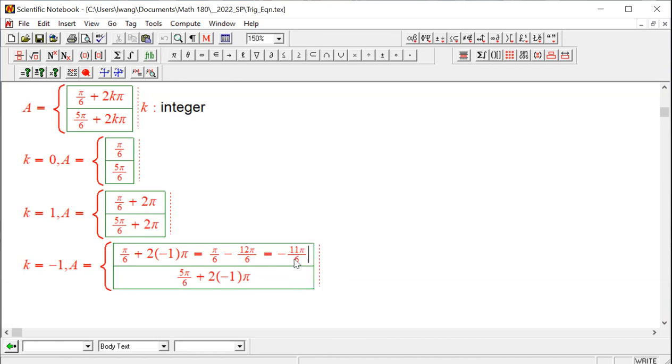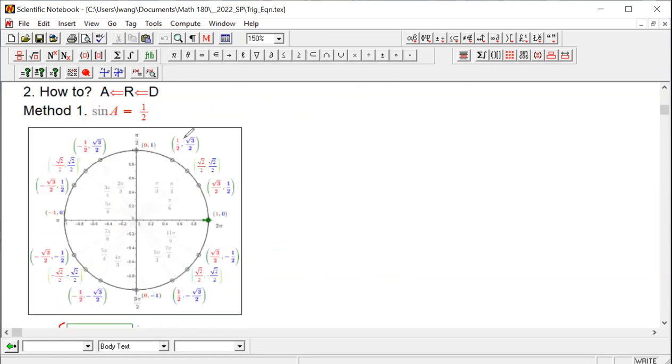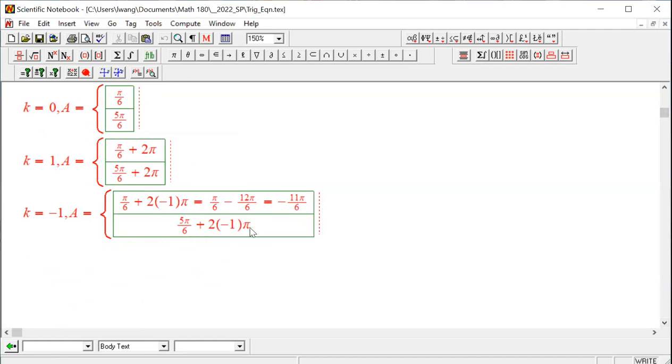Okay, what is negative 11 pi over 6? Negative 11 pi over 6 is basically an angle measured from standard position clockwise, boom, right here. See, it ends there. So that's when k equals negative 1. So how about 5 pi over 6? This is going to be 5 pi over 6 minus 2 pi.